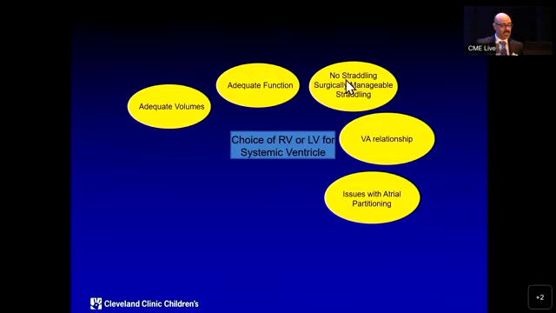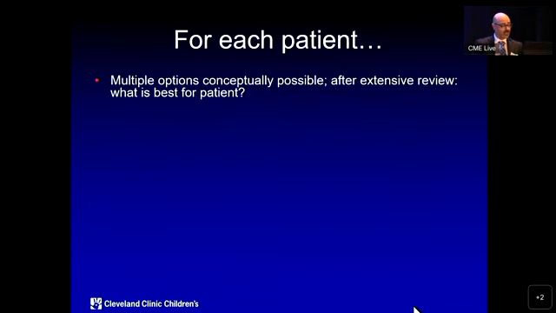Which one can be challenging from a straddling standpoint? What is the VA relationship? And for each choice of either sub-aortic RV or LV, how are you going to approach that from an atrial partitioning standpoint? So really, you have to look at the patient's anatomy in totality.